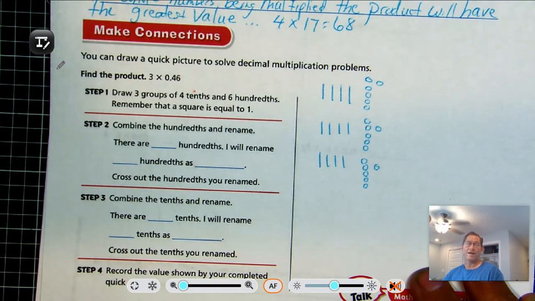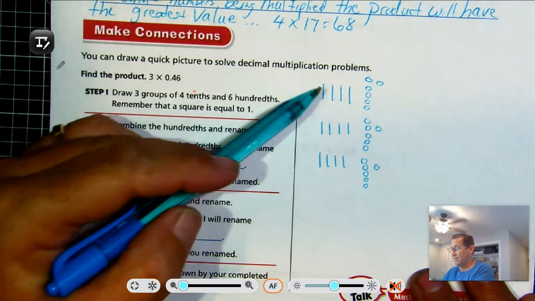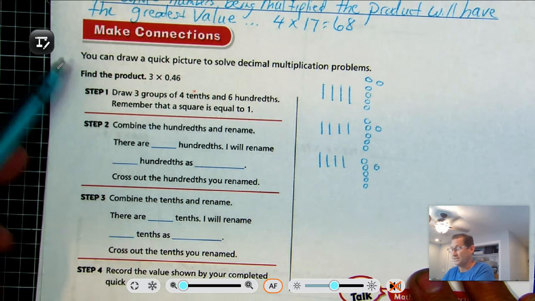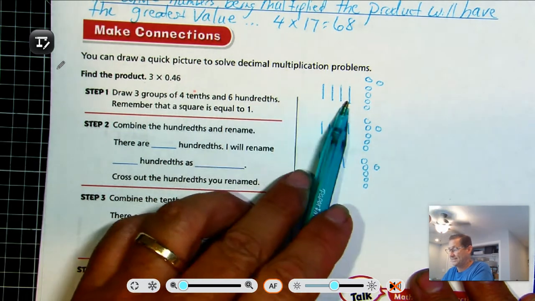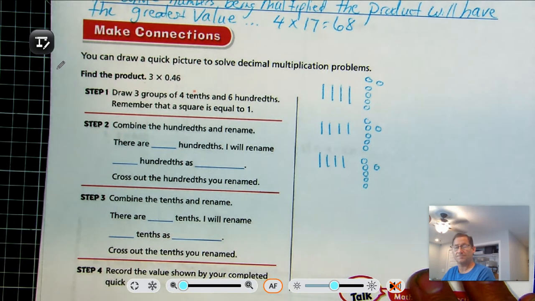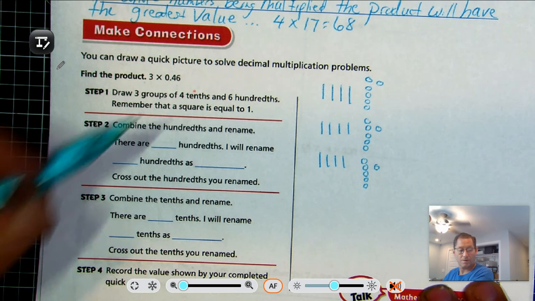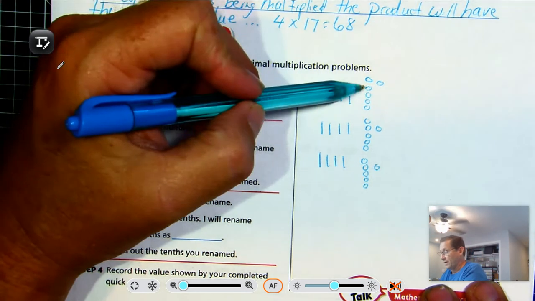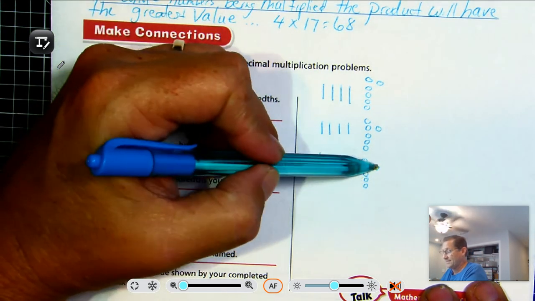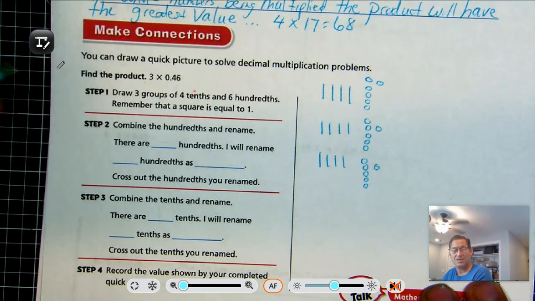All right, so we have three groups of 46 hundredths. 46 hundredths is 4 tenths and 6 hundredths. Okay, so now combine the hundredths and rename. So hundredths, we have 5, 10, 15, 16, 17, 18 hundredths.